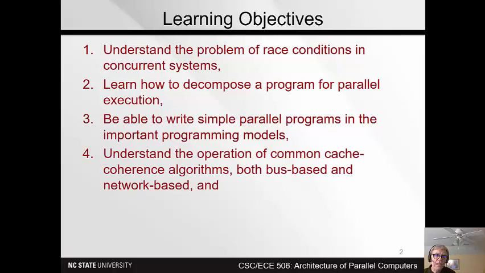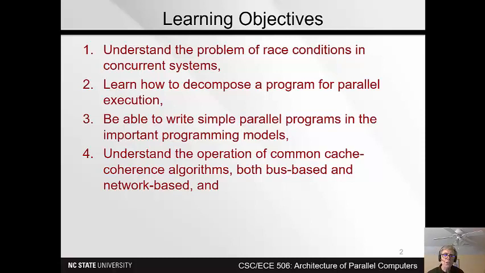The fourth objective is to understand the operation of common cache coherence protocols, both bus-based and network-based. You know that for fast reference, any architecture will put recently referenced data into a cache, which is a small, fast memory. And then the processor, the next time it needs it, can get data from the cache. It doesn't need to go to main memory. But if you have multiple processors sharing data, that data needs to be kept coherent. In other words, if one processor changes that data element, that change needs to be reflected at all of the other processors that have it cached. Arranging that is the job of the cache coherence protocol.